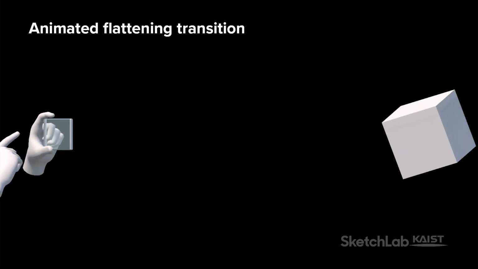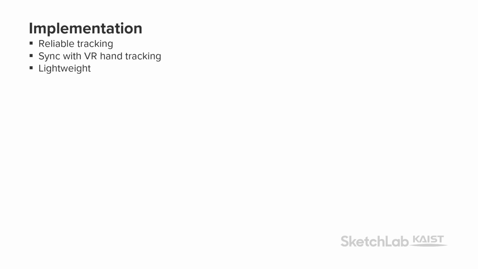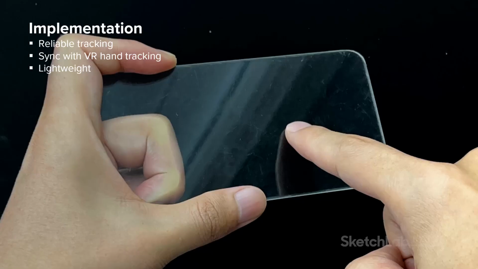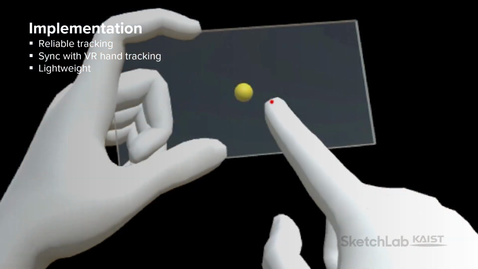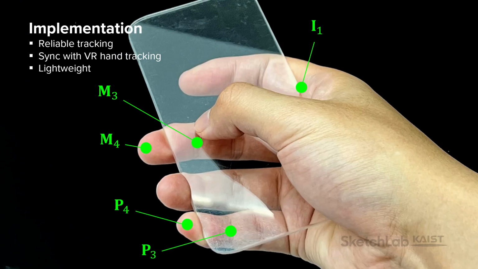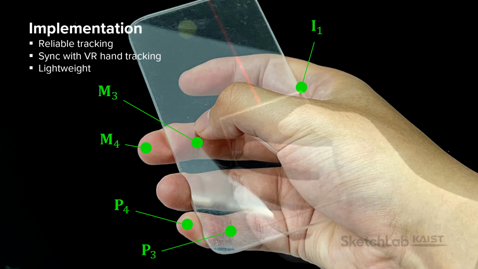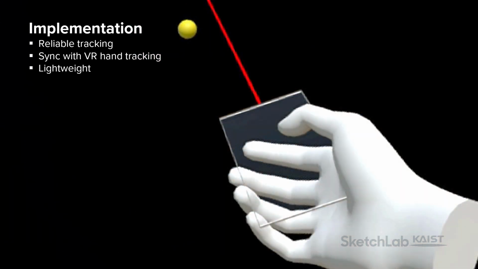To implement our technique, we needed to track the smartphone very reliably in good sync with the hands tracked by the VR headset without adding too much weight or volume that can affect the selection performance and cause fatigue. We ended up using a clear acrylic panel in the shape of a regular iPhone. This allowed the Meta Quest 2 VR headset to track the fingers without any occlusion. We calculated the position and orientation of the panel from the positions of the joints of the fingers that held it, the only caveat being that you had to hold the panel in only the predetermined postures.